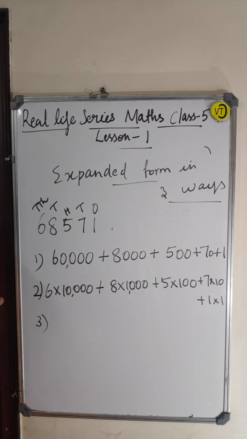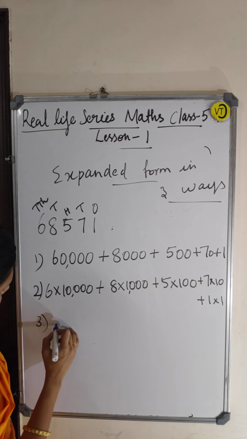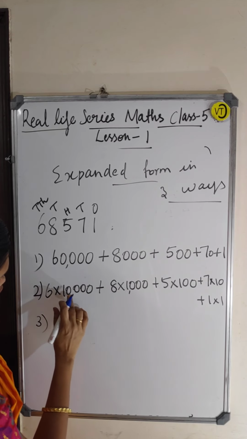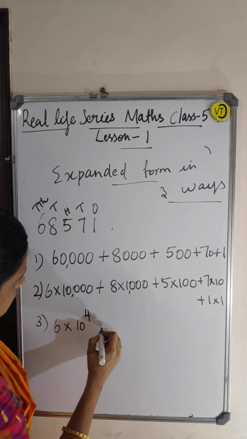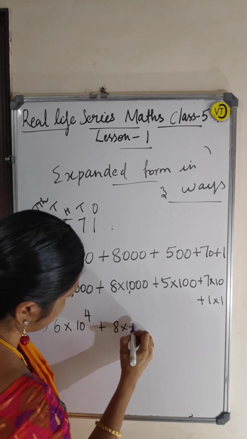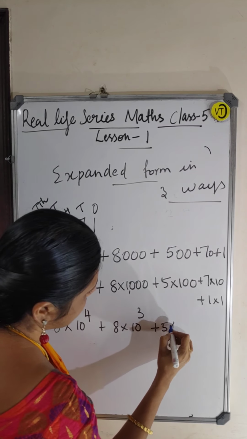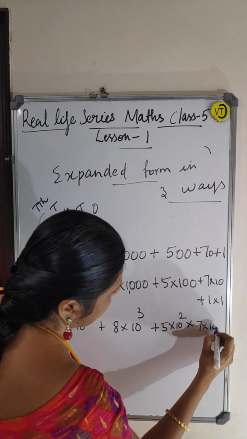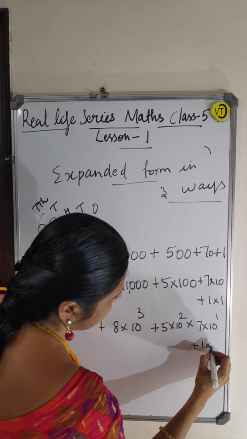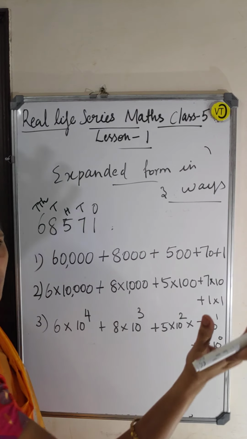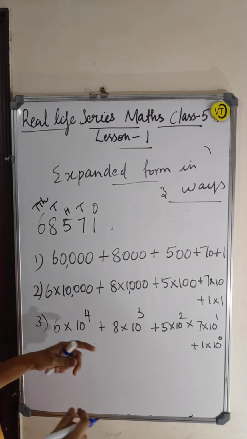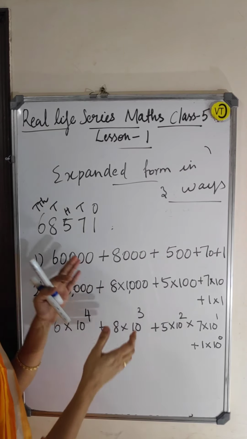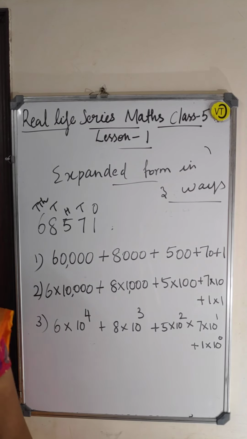The next thing is writing with powers. 6 into 10 to the power of 4 plus 8 into 10 to the power of 3 plus 5 into 10 to the power of 2 plus 7 into 10 to the power of 1 plus 1 into 10 to the power of 0. 10 to the power of 0 is 1 here. So this way I can write the expanded form in three ways. Right.